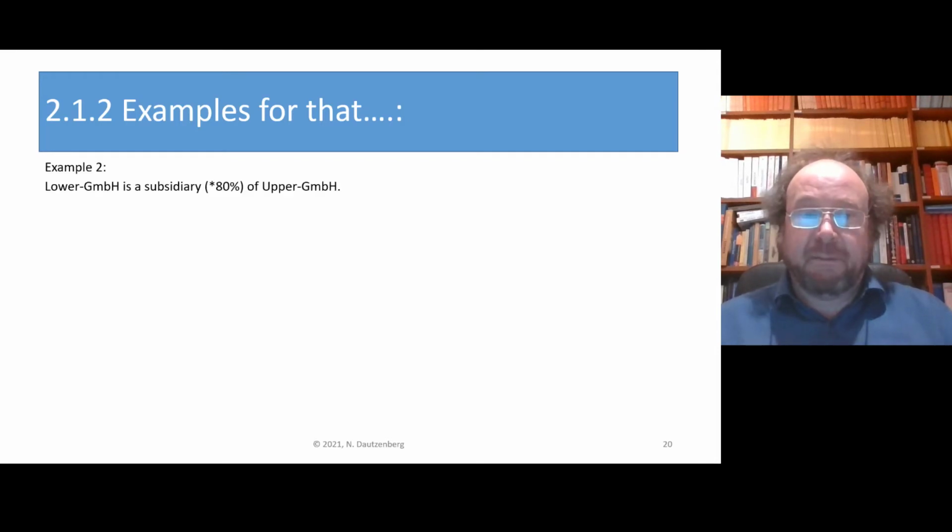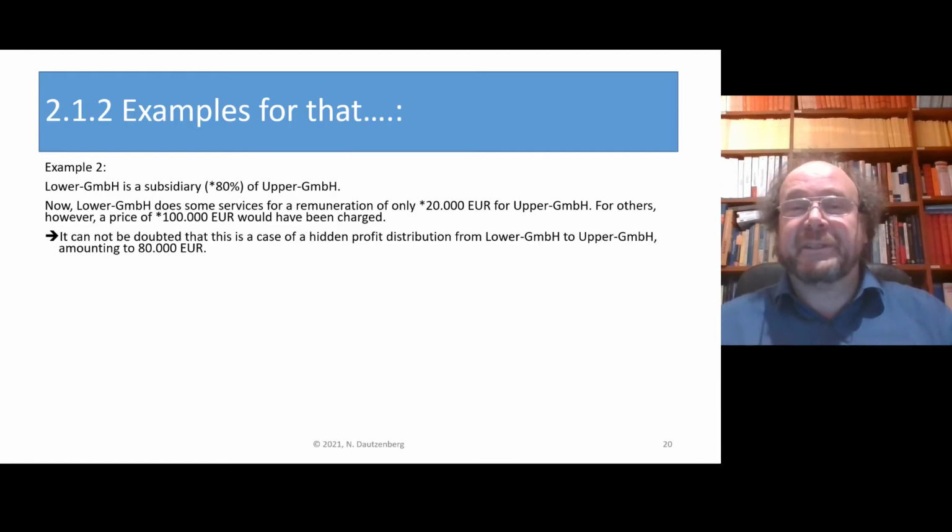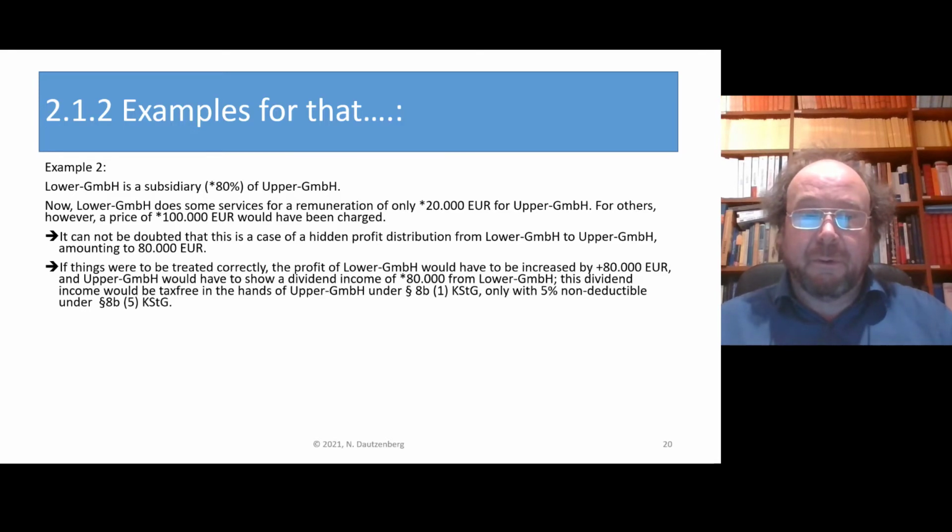Example number 2. Imagine lower GmbH is a subsidiary, 80% held by upper GmbH. Now, lower GmbH does some services for a remuneration of only 20,000 for upper GmbH. However, they would have charged a price of 100,000. That's undoubted. So no dispute about this. This is the market price. So now it cannot be doubted, if you see these conditions clearly, that we have here a case of a hidden profit distribution from lower GmbH to upper GmbH over an amount of 80,000 euro.